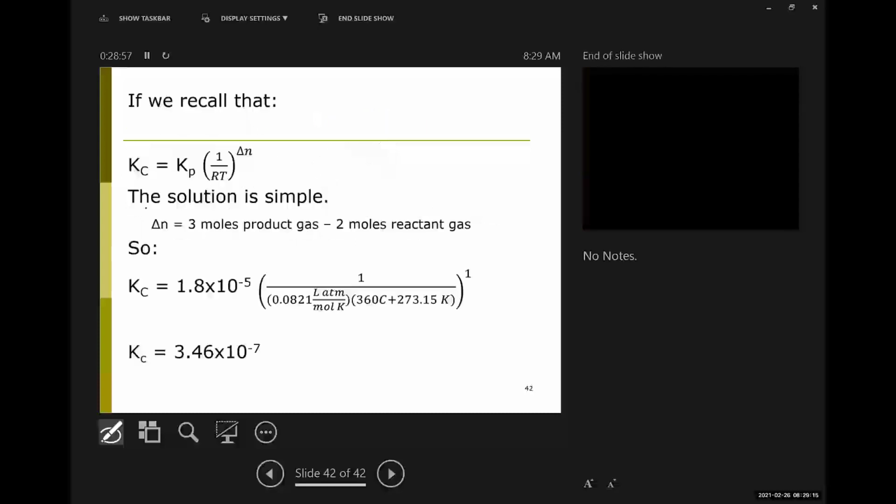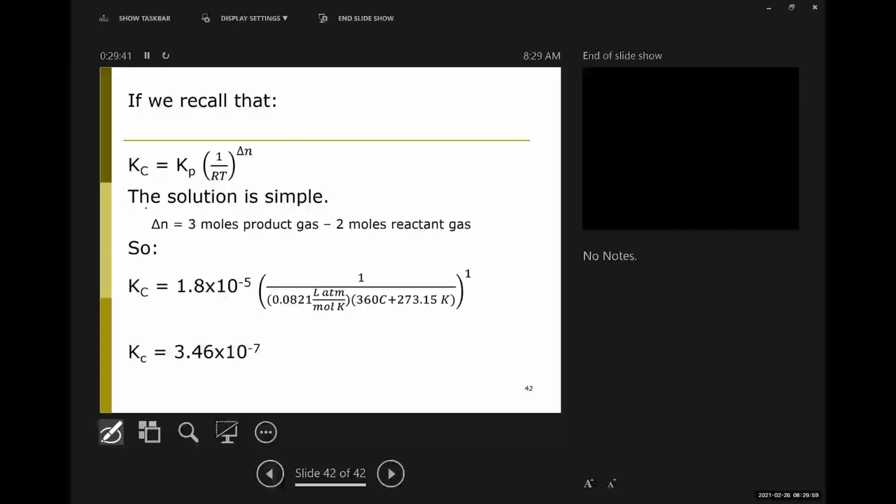And so I don't need any specific quantities or moles, even if this is part of a bigger problem that has specific moles of reactants and products. That's irrelevant to my Kp to Kc conversion. Delta N represents stoichiometry, not actual measured moles of stuff, and it's always products minus reactants. So I had 3 moles of products minus 2 moles of reactants, which is 1. And so I just need 1 over RT conversion factor to go from Kc to Kp.